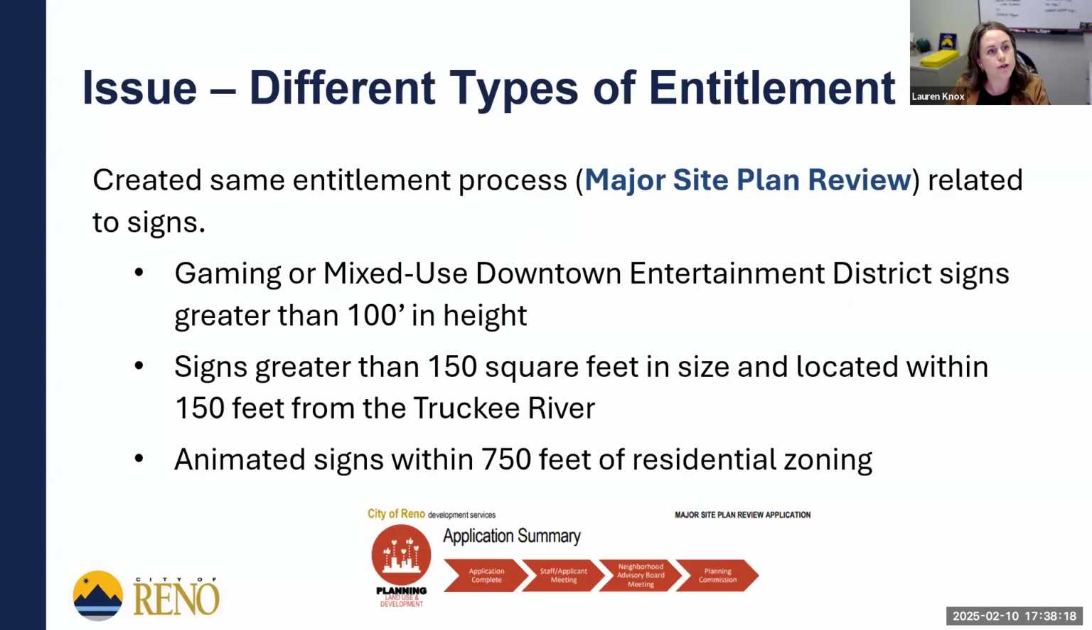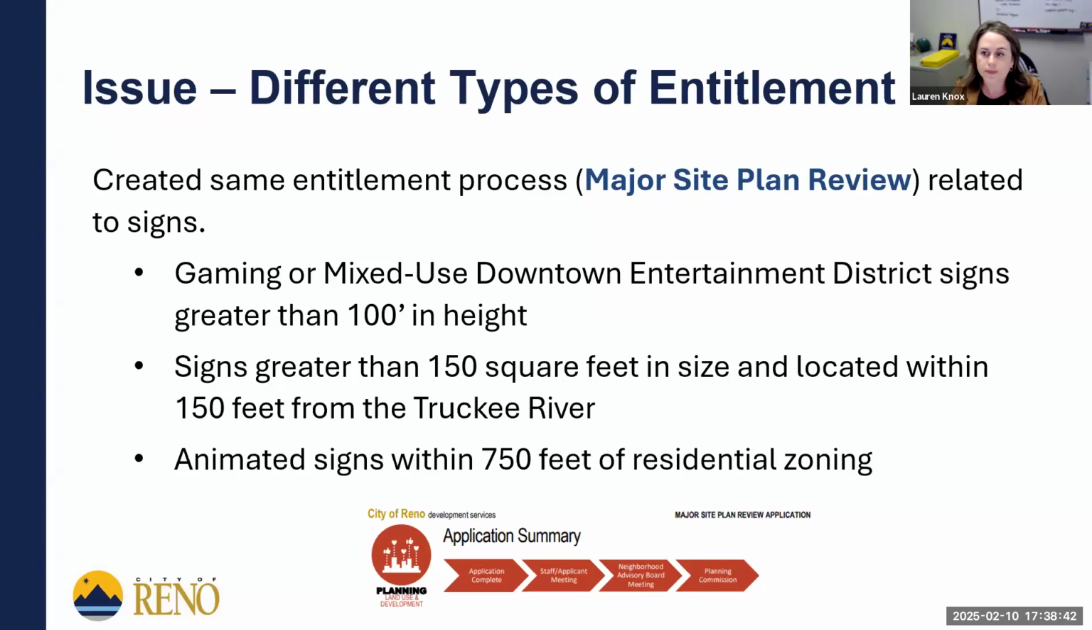We also tried to introduce some consistency in our entitlement review. So a larger part of the proposed amendments regarding the signage is in this downtown entertainment district, which I'm going to talk about in a second. But basically, we had a number of triggers that had an entitlement process for signs. So these are signs within 150 feet of the Truckee River or within a certain distance of residential zoning. And they had different entitlement reviews.